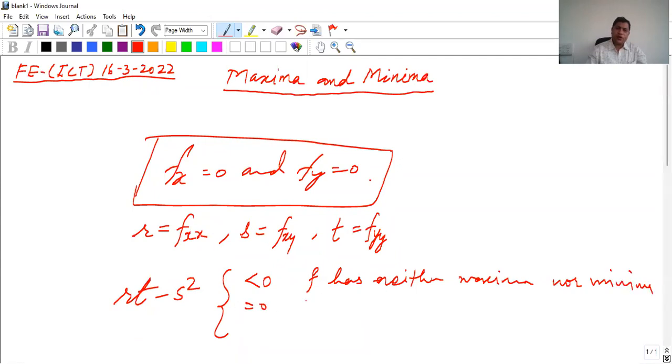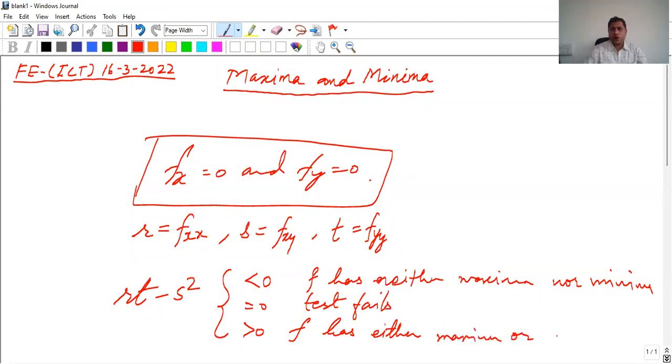If it is equal to zero, the test fails, and we need to find the fourth order derivative and then test it. If it is greater than zero, then f has either maxima or minima.